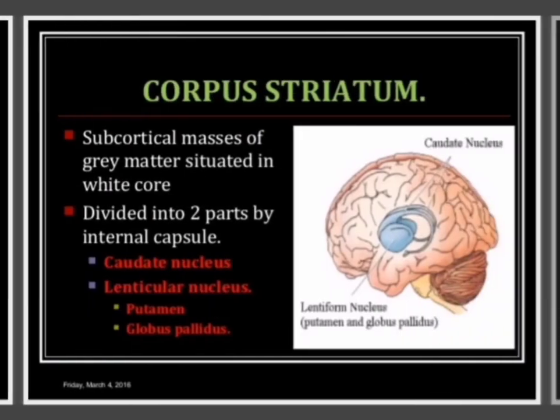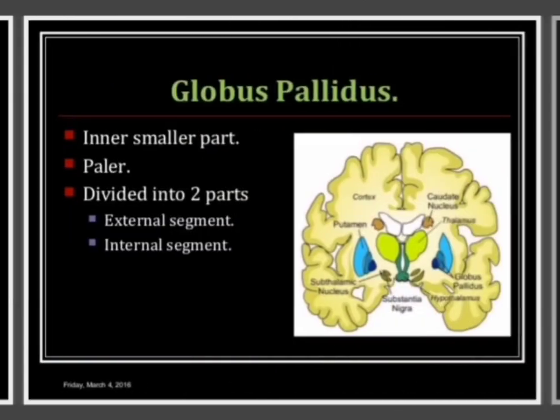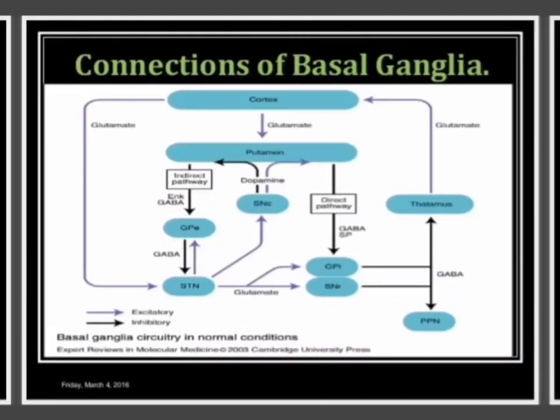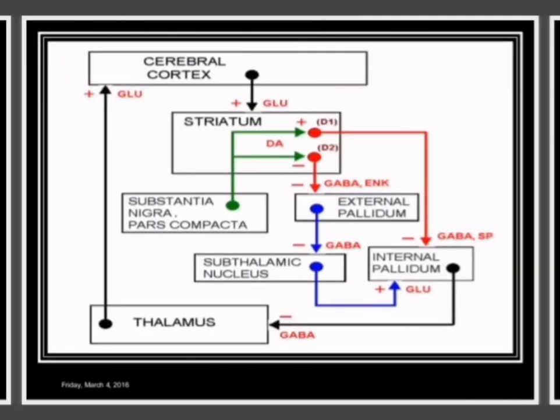Now advancing towards its connections, we come to the next point. Again, this is an explanation of cerebral cortex, striatum, substantia nigra pars compacta, external pallidum, subthalamic nucleus, internal pallidum, thalamus. This is also the circuitry which you should very keenly observe. Negative means inhibition and positive means excitation. This is all the interplay of the neurotransmitters.